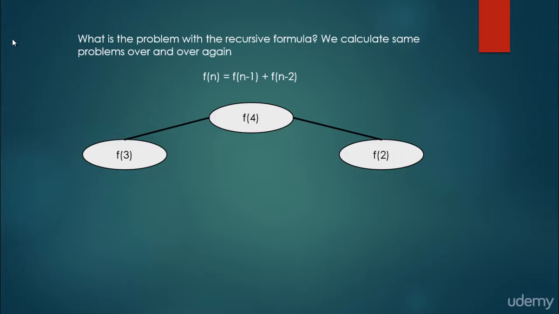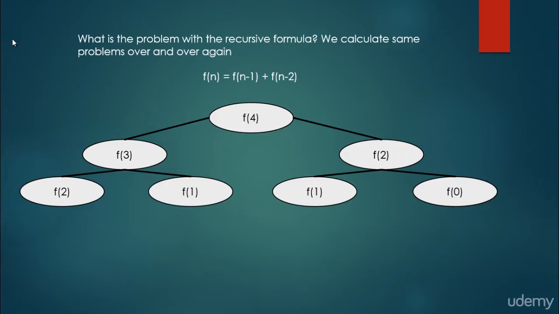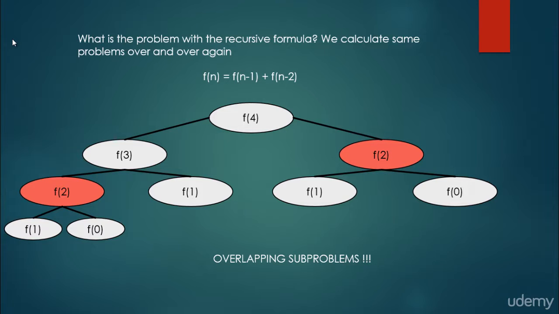And a recursive formula has a tendency that if you want to know the n-th item, we have to know the n-1 and the n-2 items. But in order to know F3 and F2, we have to know F2 and F1 for F3, and we have to know F1 and F0 for F2. So we come to the conclusion that these are the so-called overlapping subproblems. We calculate F2 two times, even for very, very small Fibonacci numbers.